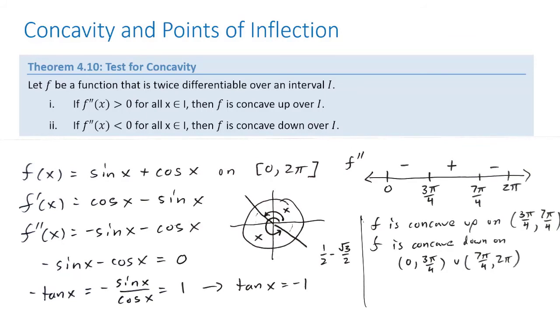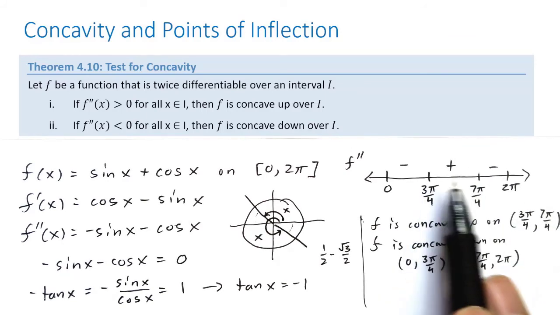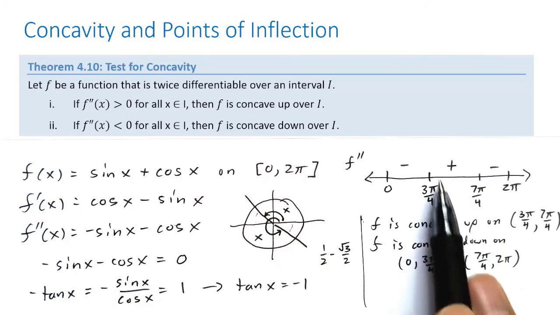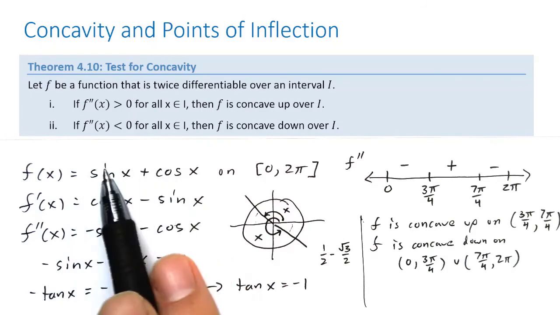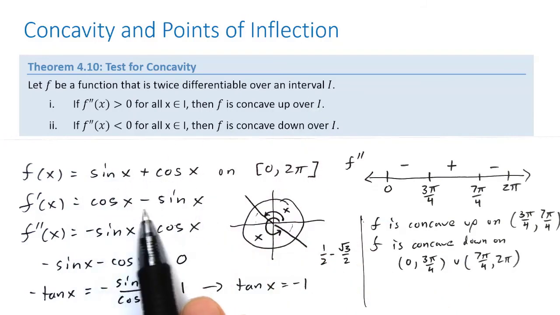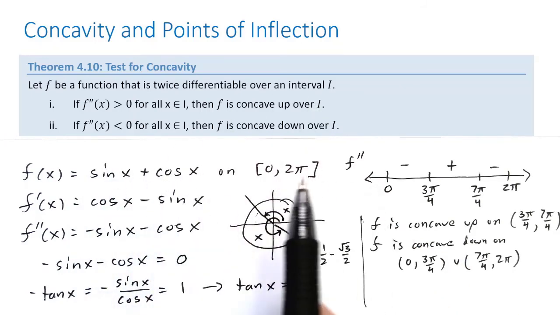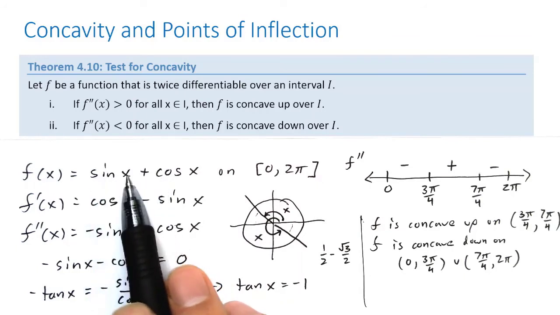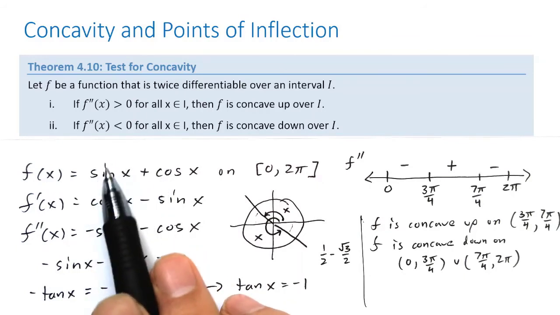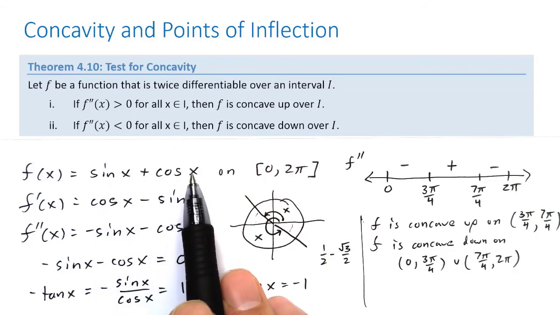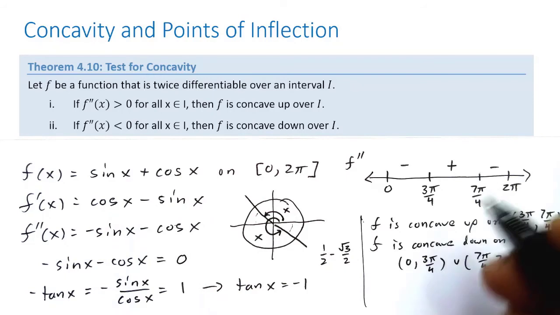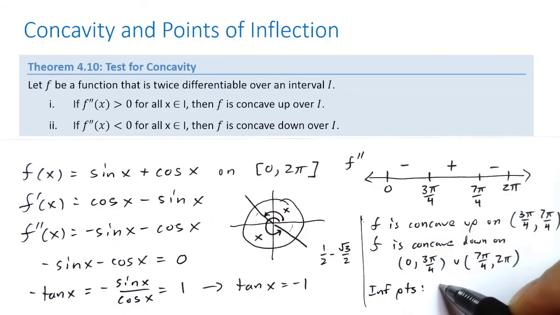And where are its inflection points? Well, we have one here and here. So these are the x-coordinates of the inflection points. To find the y-coordinates, we have to plug these x-coordinates in, right? So, okay, here we go. 3 pi over 4. Sine of 3 pi over 4 is root 2 over 2. Cosine of 3 pi over 4 is negative root 2 over 2. You add those, you get 0. So the inflection point is 3 pi over 4, comma 0.